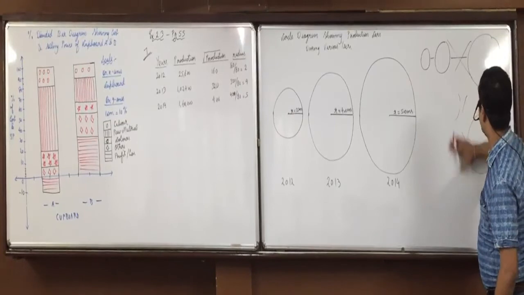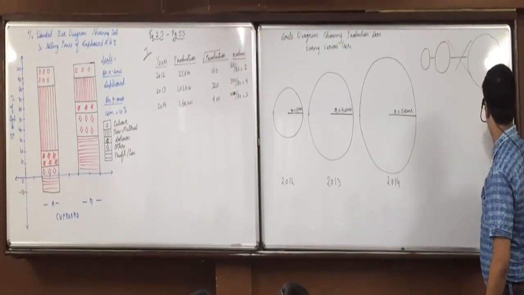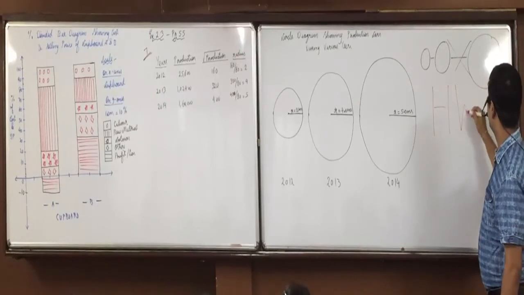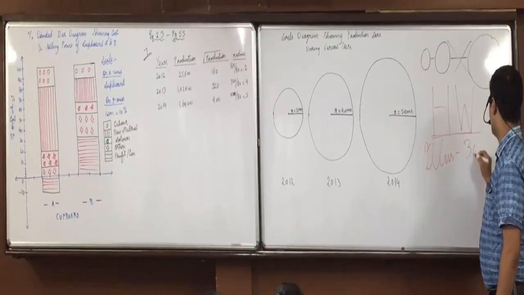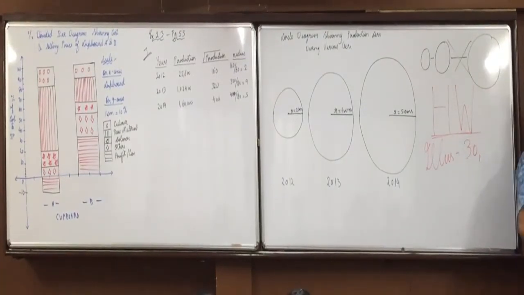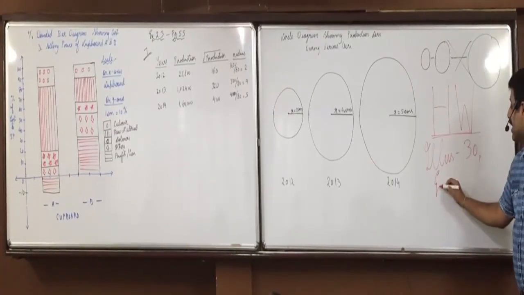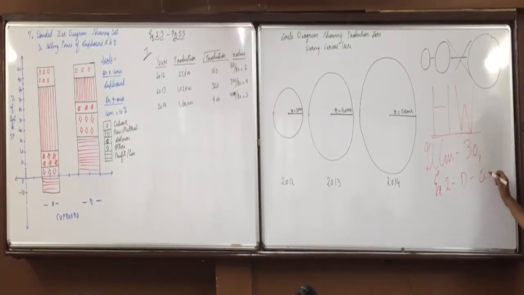Yes, homework is illustration 30. Illustration 30 is your homework. I'm writing it. I said homeworks. Exercise 2, section D, question 21.